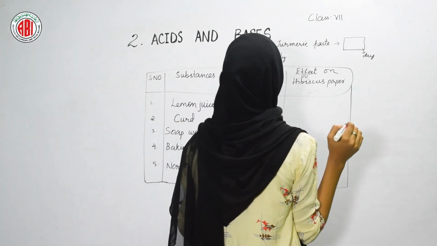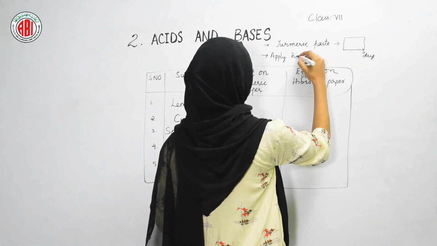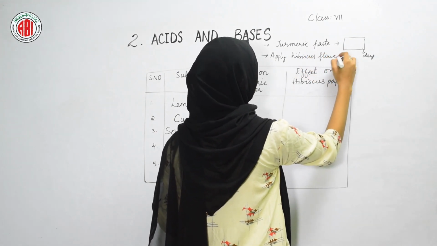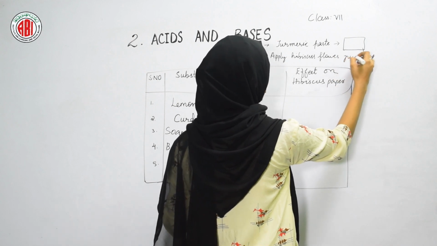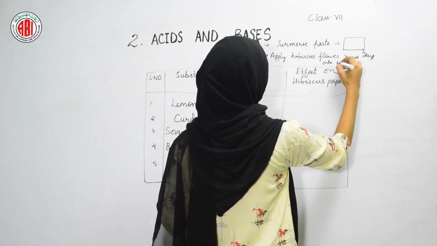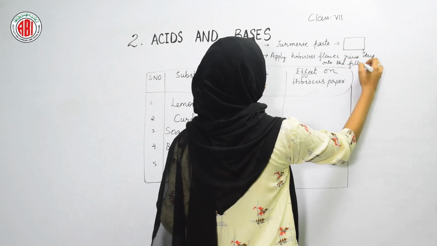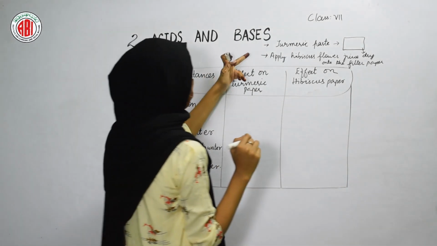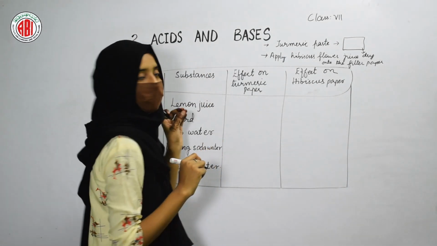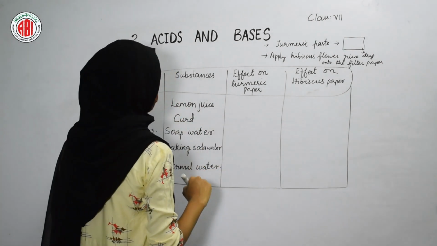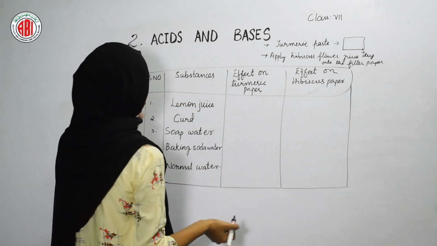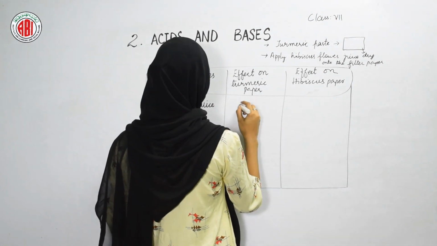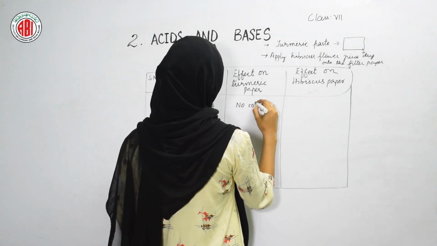We can also make other indicators by using other natural substances like hibiscus flower. When we apply hibiscus petal juice onto the filter paper, that can also act as an indicator. So this is how we can make our own indicators. Now by taking these two indicators, let us find out how they change the color of different substances. The first substance we are taking is lemon juice. When we put the lemon juice on the turmeric paper, there is no color change.